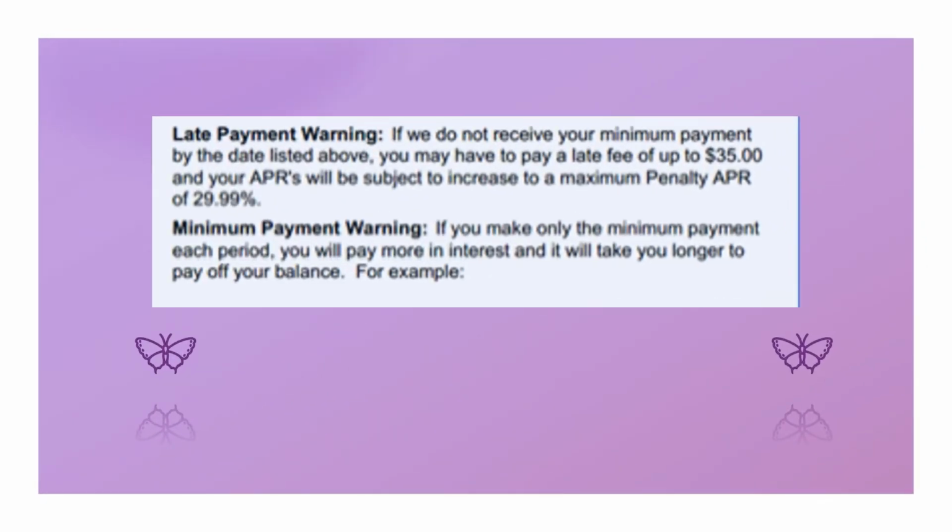Let us take a look at the late payment warning. If you miss even one payment, not only will you have to pay an additional $35 for being late, but, going forward, all purchases will be subject to a new APR of 30%. You would continue to pay this 30% until you have made at least 6 on-time payments. Isn't it time to ask yourself, how much does a late payment actually cost me? Think about that the next time you swipe your card for a cup of coffee.